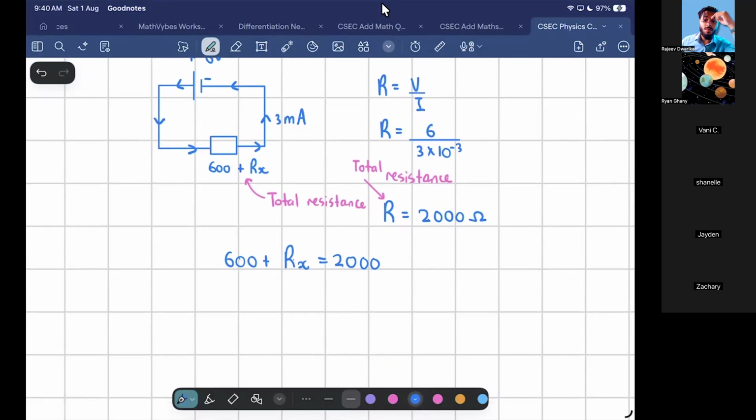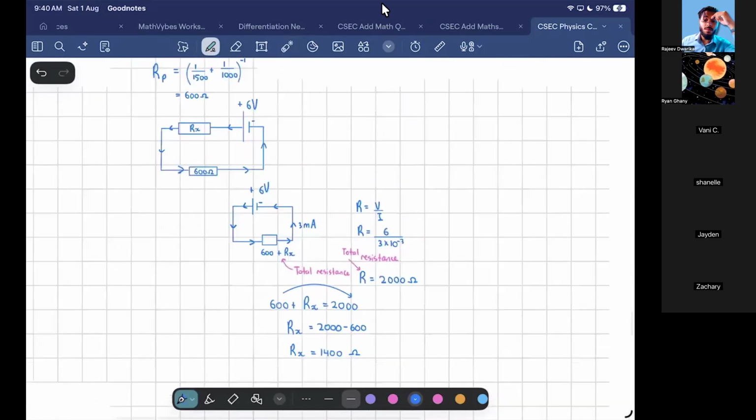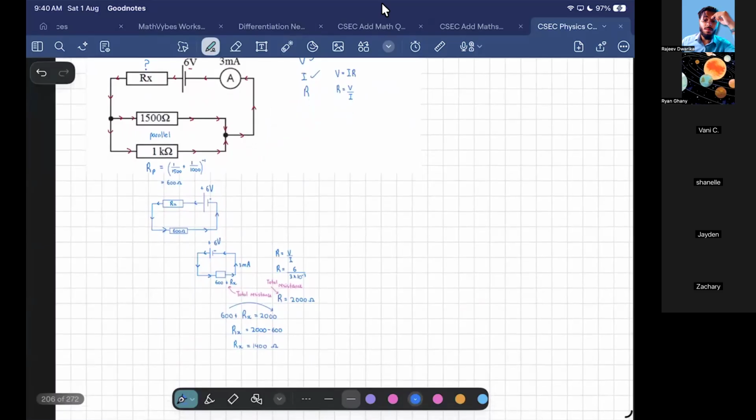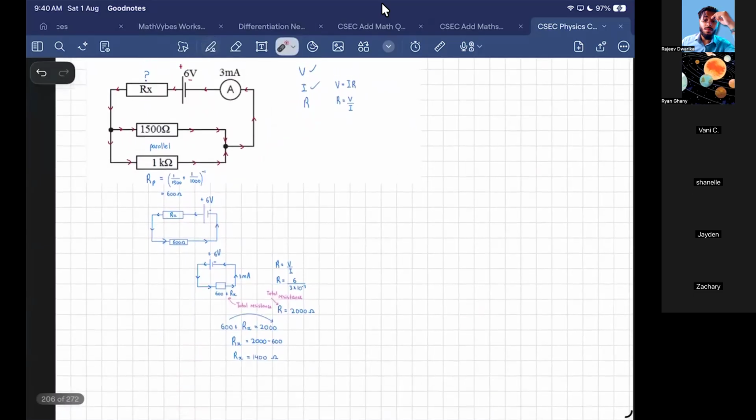Make RX the subject of the formula. Yes. So 2000 minus 600 is 1400. 1400 what? Ohms. This is a lovely question. So do you all understand? Since it gave you the total current and the potential difference, you could find the total resistance. R is equal to V over I.